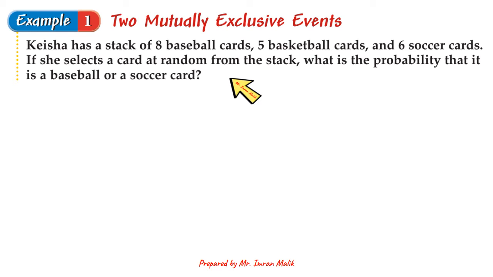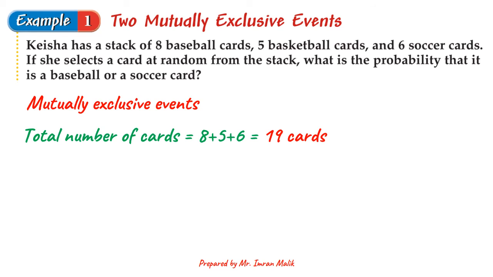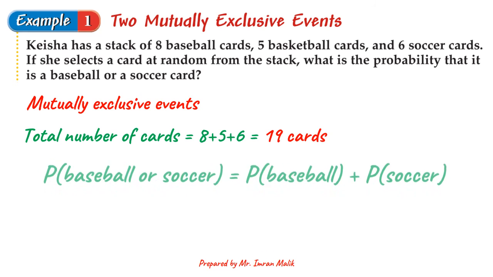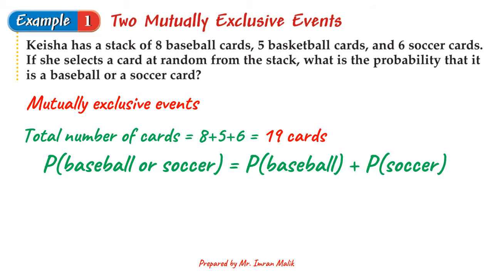We say that these events are mutually exclusive events because the cards cannot be both a baseball card and a soccer card at the same time. Second point to note is that there are in total 19 cards. Using the mutually exclusive event formula, we say the probability of a baseball card or a soccer card is equal to the probability of baseball plus the probability of soccer.